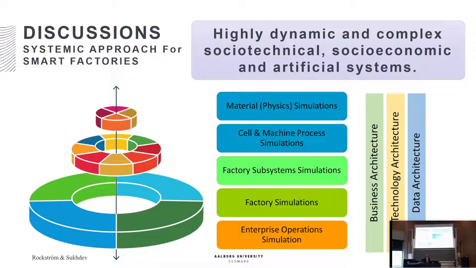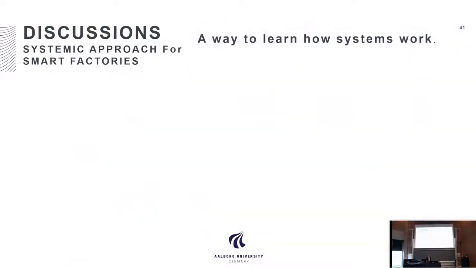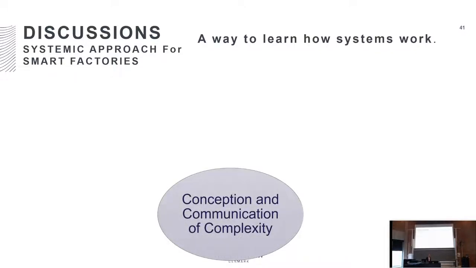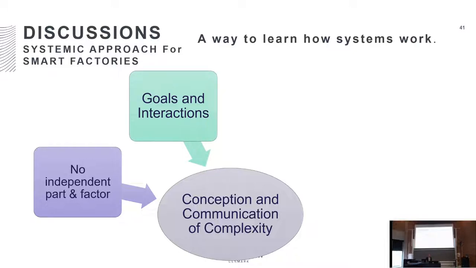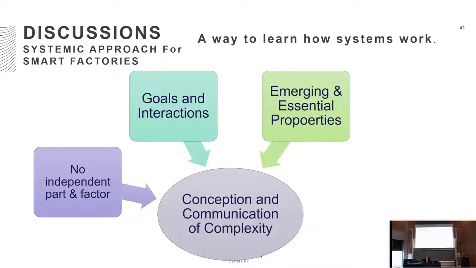So simply, a systemic approach is a way to handle a complex system with a global point of view without focusing on specific details. It also aims for a better understanding of complexity without simplifying reality too much. So it's simply focusing on the conception and the communication of complexity. We do not look at independent parts and factors when we look at the whole system. We look at the goals and interactions. And most importantly, we can look at essential properties and emerging properties to handle co-evolution.